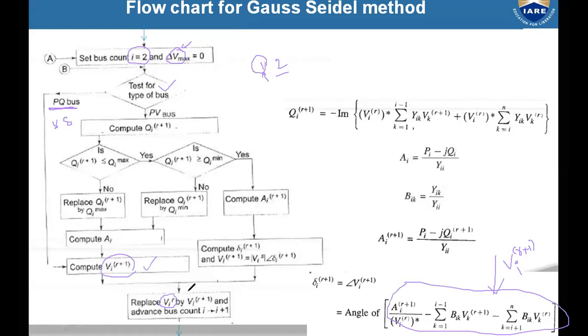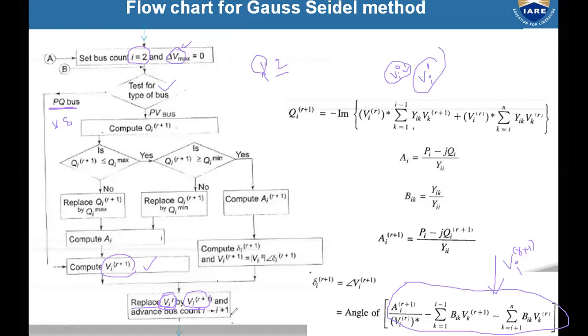So next step is Vi^r is replaced by Vi^(r+1). That means you are updating the iteration value. Suppose r is equal to 0, so Vi^0 you will assume, and in the first iteration you will calculate Vi^1. So you are updating this Vi^0, and in such a case you replace Vi^0 with Vi^1. That is what we are saying here. So replace the previous iteration Vi^r with the currently determined iteration voltage Vi^(r+1), and then advance the bus count from i to i plus 1.